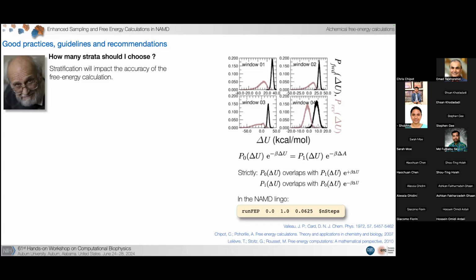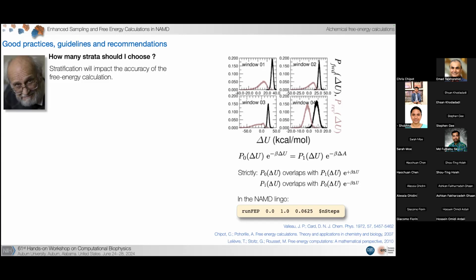So clearly, this is not the best stratification strategy that I have chosen. By the way, I'm going to put in occasionally the NAMD lingo for when you do these simulations. What would be the command line in your configuration file?